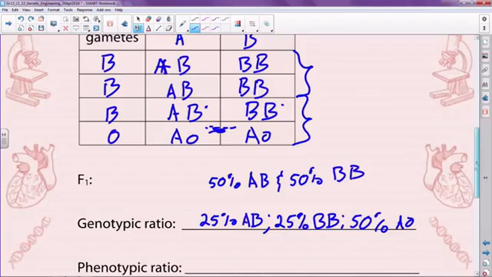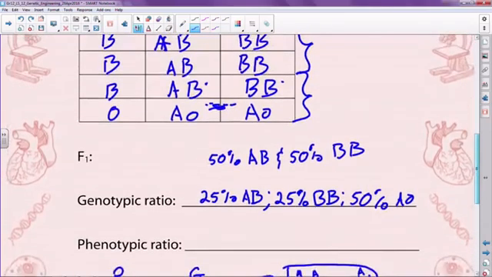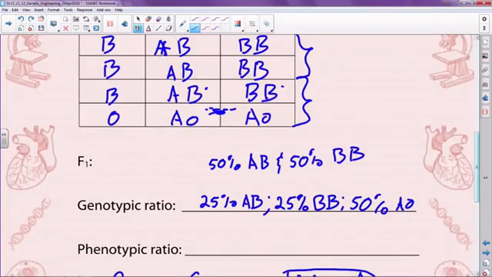And now, the last thing is phenotype ratio. We have on the top one, I have 50% AB and 50% B, because it's only the phenotype.